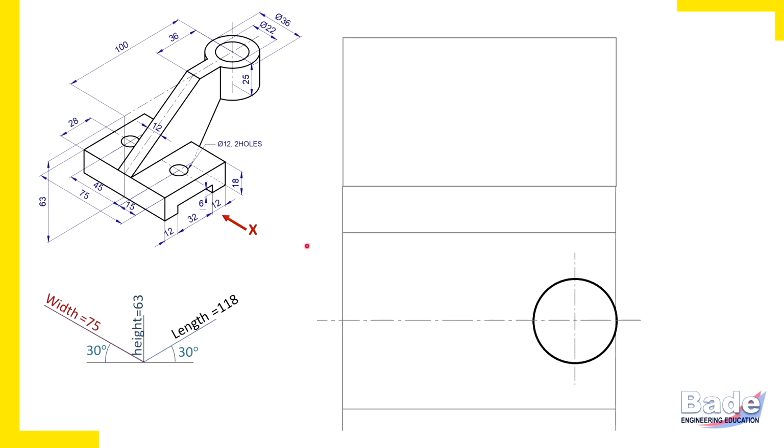So this is the cylinder in the top view. It's a hollow cylinder. So there is a circular edge, the opening of the hole. Check the radius. It's 11 millimeter. Take it in the compass and draw the circle.